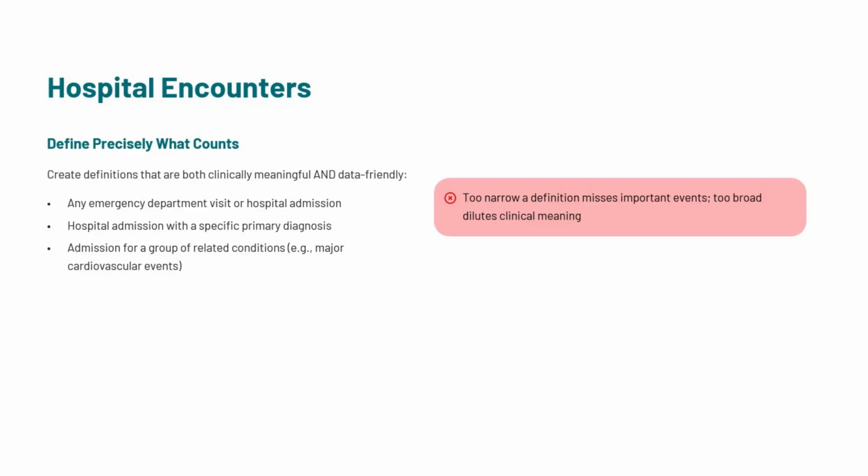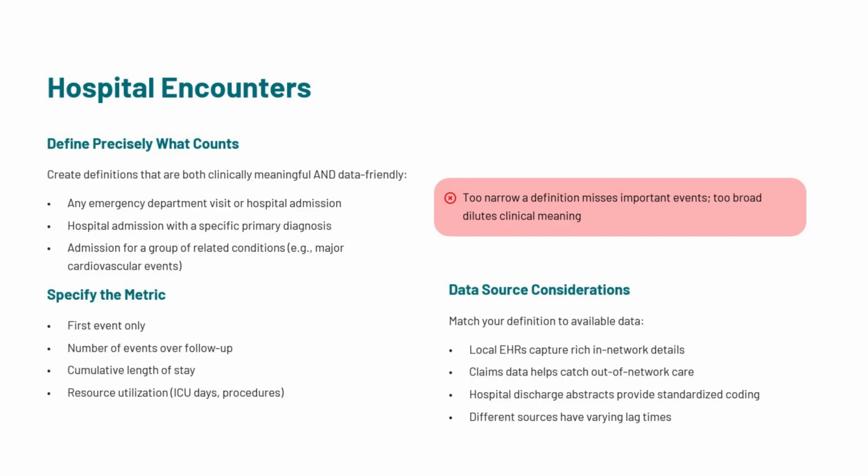Your definition must strike a balance between clinical relevance and how coders actually record the events of interest. A definition that is too narrow risks missing events, while one that is too broad dilutes its meaning. Finally, align your endpoint definition with what your data can capture. Local health records give rich detail for in-network care but miss out-of-network events. If you're relying on administrative data to fill those gaps, specify how you'll reconcile the systematic differences in content, completeness, and coding between the in-network and out-of-network sources.